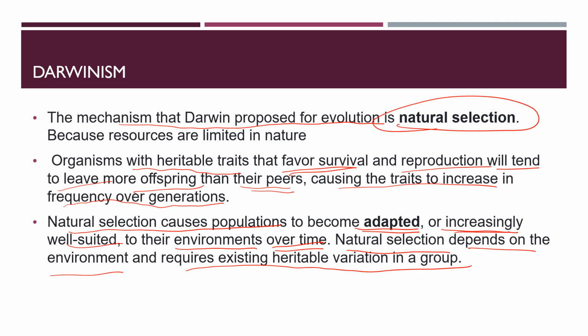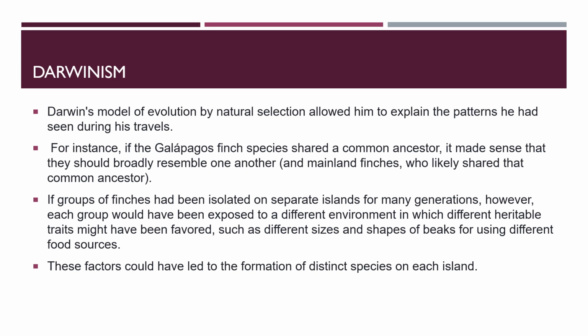So what more is it doing? Now Darwin's model of evolution by natural selection, what I have discussed in the previous slide also, allowed him to explain the patterns he had seen during his travels. So what are the patterns he saw? For instance, in the Galapagos finch species, they shared a common ancestor, and it made sense that they should broadly resemble each other, and the mainland finches who likely share that common ancestor. Now as they share a common ancestor, their general characteristics are the same, but their beak pattern has varied due to the change in the food pattern.